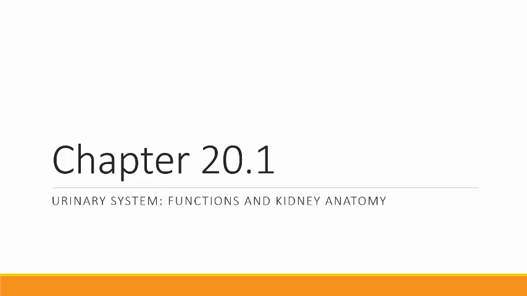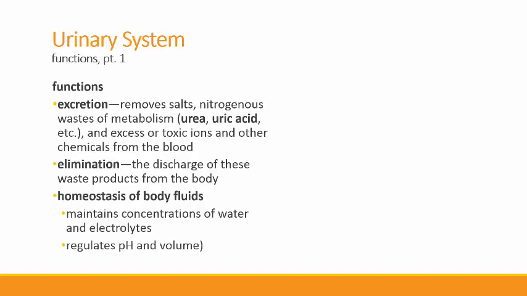In Chapter 21, we're going to begin looking at the urinary system and its role in ensuring homeostasis in body fluids, as well as getting rid of all the waste materials that are produced as the body metabolizes the nutrients that it has been delivered. So let's check it out.